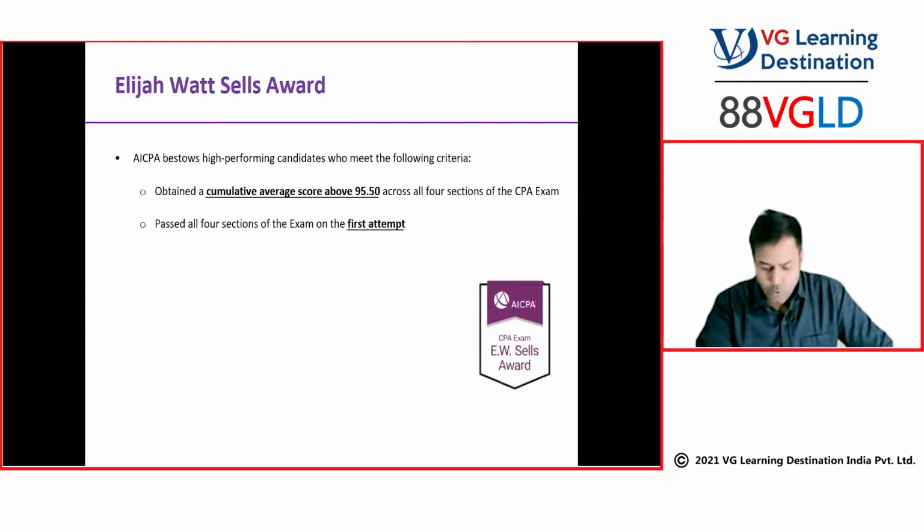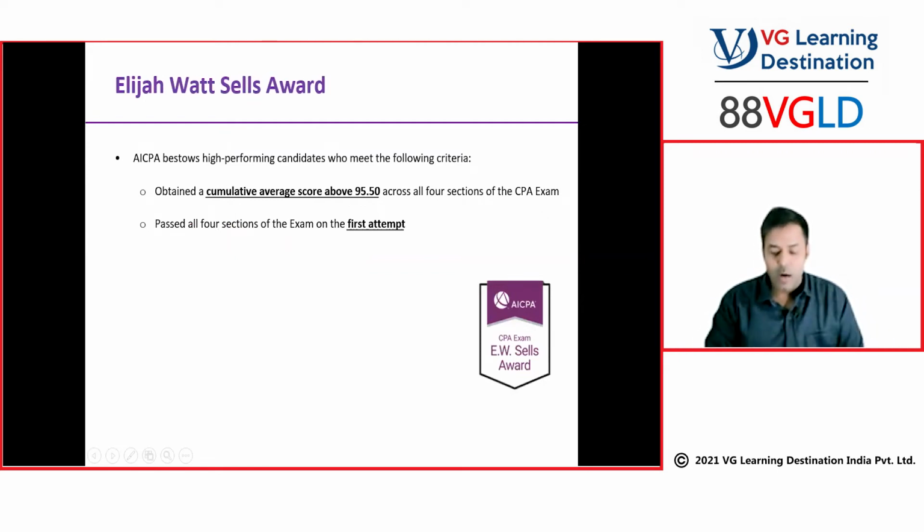Okay, lastly, I want to talk about the Elijah Watts Sells Award, Sells Award. What is that award? This is the award if you are clearing all the 4 subjects in the first attempt, and your cumulative average, your average of the 4 subject scores is almost 95.5. In that case, you get the Sells Award, which is a very prestigious award.